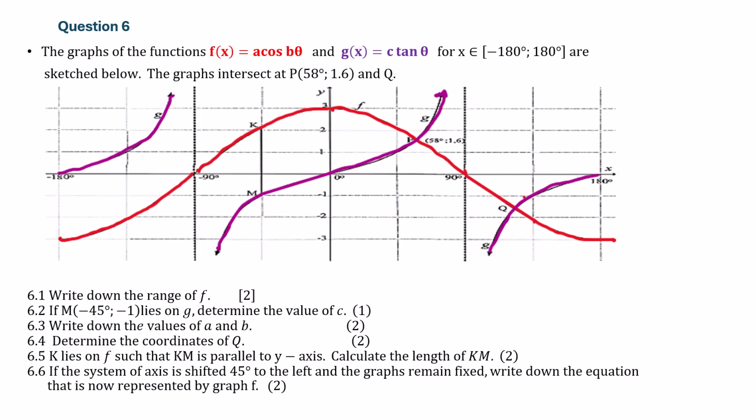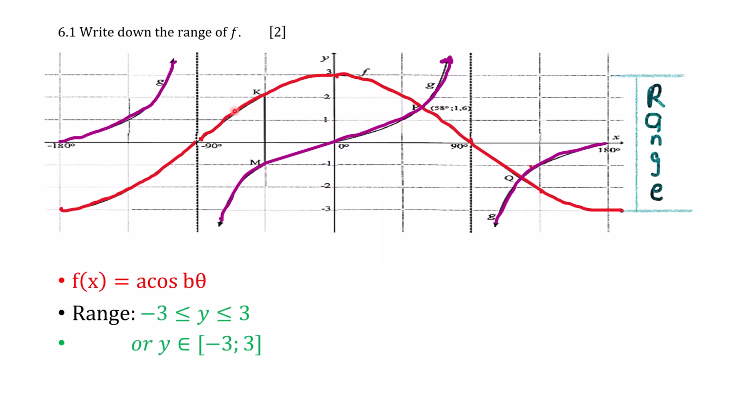So question 1, let's look at it. They say range of f. Here, f is in red. I've colored it in red. So for the range, the graph goes to a highest point of 3 and a lowest point of minus 3. So my range is y less than or equal to 3, greater than or equal to minus 3. That's the range for the red. Or y is an element of the closed interval minus 3 to positive 3. I hope you follow. You should be able to physically see the range on the graph.